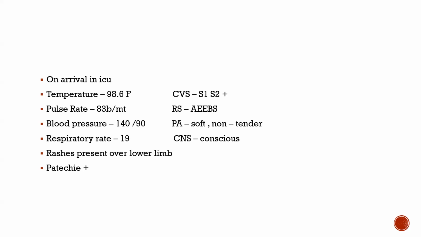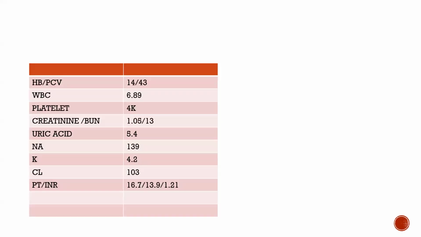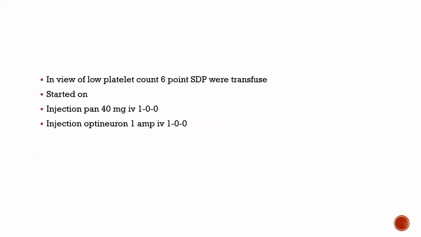So on systemic examination, CVS S1, S2 normal, RS air entry was equal on both sides. Per abdomen soft, non-tender, and CNS patient was conscious. So this was the lab report of the patient. As we can see here, his platelet counts were critically low, that is only 4,000.